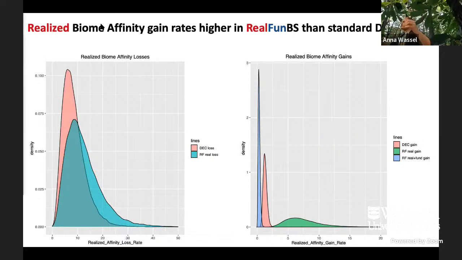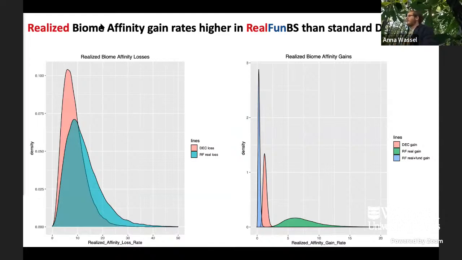So I wanted to show this figure here for a couple of reasons. One, it shows processes are acting differently. Our RealFunBS is able to get a little bit more of the details and show different processes explaining these patterns, whether it is a single shift or a double shift where you evolve and move, or just evolve or just move. It allows you to help tease apart these details.